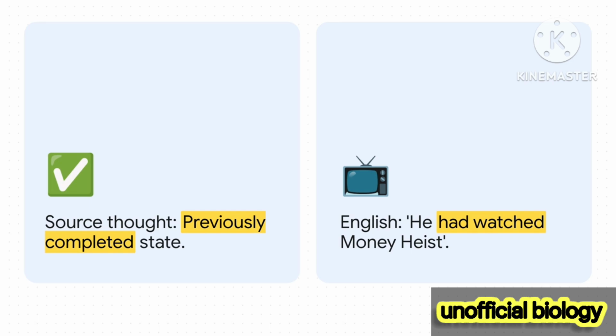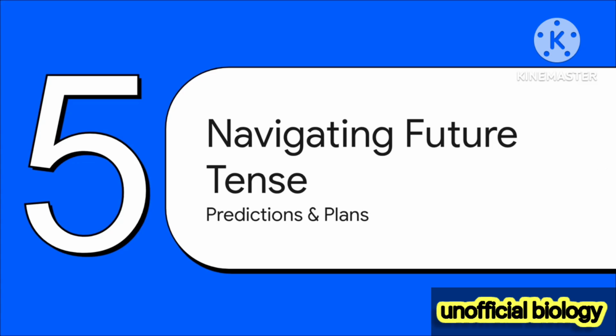On the flip side, what if you want to say someone had already completed an action way back then? Like, let's say you're talking about someone who had already watched a TV show. The native identifier clearly points to a task firmly completed in the past. This triggers our past perfect rule. We grab had and add the V3 form of watch, which is watched, giving us the phrase, he had watched Money Heist.